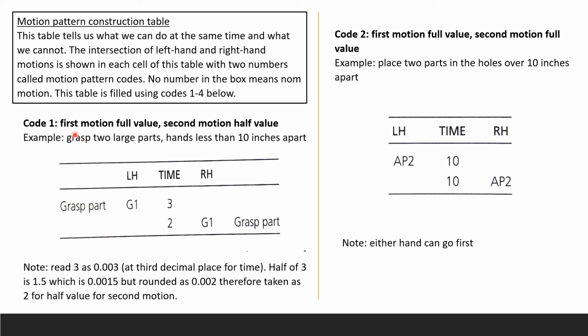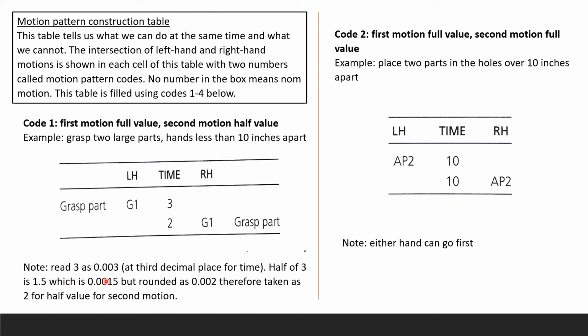So code 1. First motion, full value. Second motion is your half value. So for example, you're going to grab 2 large parts, hands less than 10 inches apart. Okay, so here left hand, here right hand. G for grabs or get part, G for grabs or get part. So some of the code we say this gets or sometimes grabs, okay?